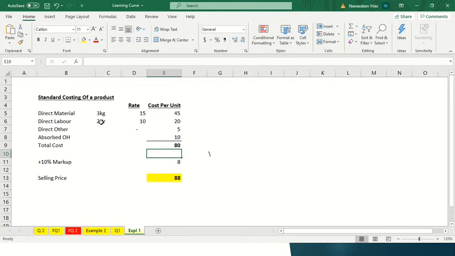So here you can see for first unit, how many hours we needed? We needed 2 hours, right? So 2 hours into 10, 20. So here you can see for the first units our cost is 80.